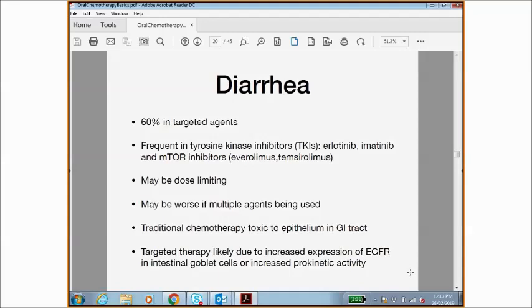So traditional chemotherapy, when I talk about traditional therapy, I mean the older ones, the alkylating agents and that sort of thing. They're directly toxic to the epithelium. And with targeted therapy, we're not exactly sure of the mechanism of the diarrhea, but it could be due to increased expression of the EGFR in the intestinal goblet cells or things that lead to this increased prokinetic activity.